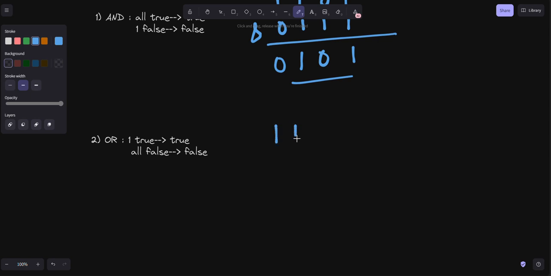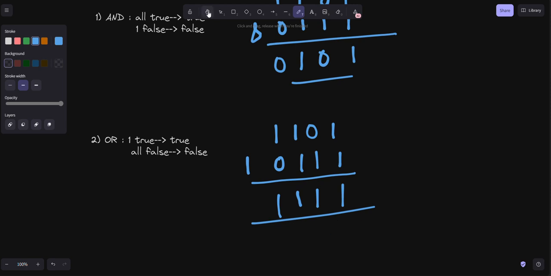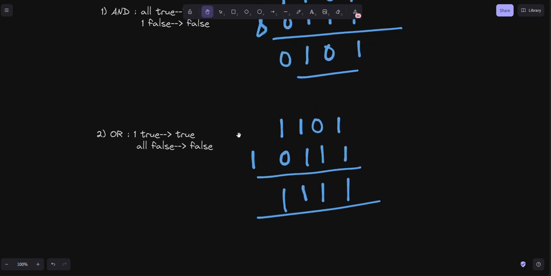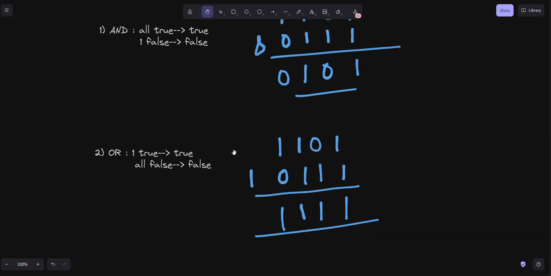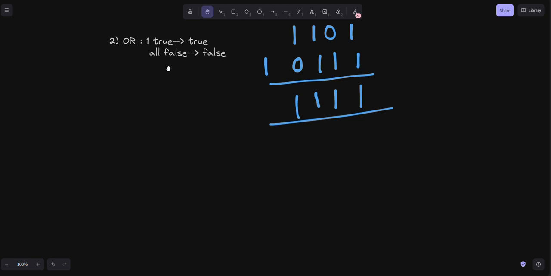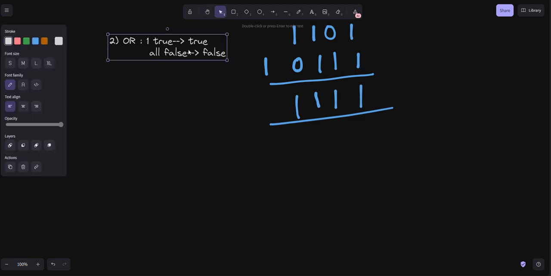So again, if I do 1 1 0 1 and 0 1 1 1, OR operator is represented by this single line, right? So 1 1 will be 1 easily. 1 0 will be 1, because one true is true. If there's a 1, it will be 1. So you can see, if there exists one true, it will make it true. So it's like a plus operator, right? So that's that.